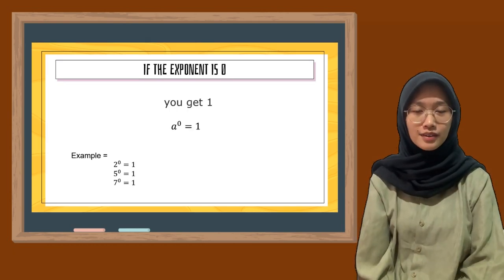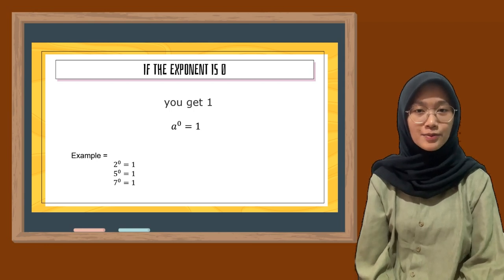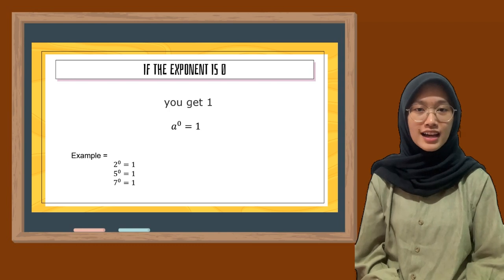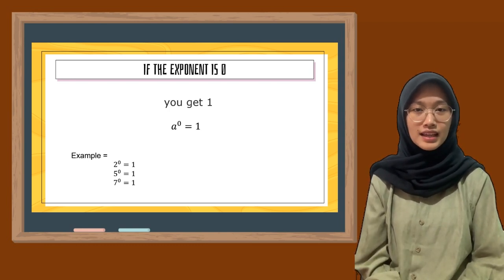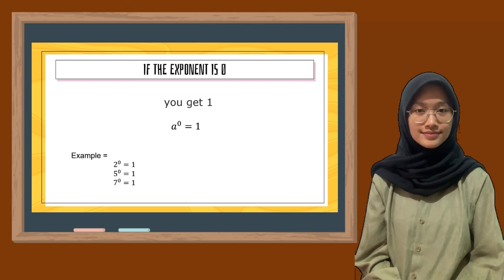The second form, if the exponent is 0, you get 1. The formula: a to the power 0 equals 1. The example, 2 to the power 0 equals 1. 5 to the power 0 equals 1. And last, 7 to the power 0 equals 1.